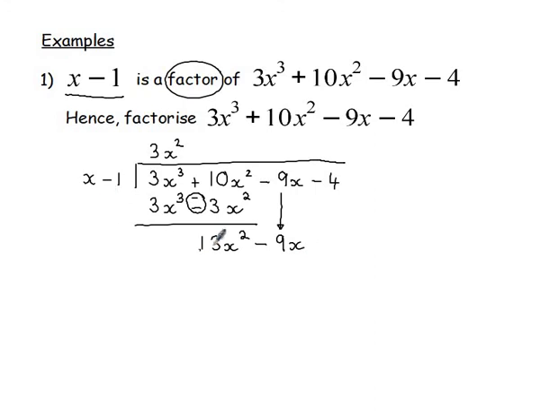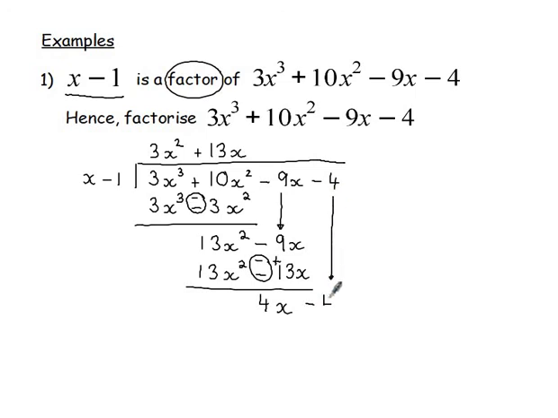So remember, you divide through. 13x squared divided by x gives you plus 13x, and now times out, so 13x times x is 13x squared, and 13x times minus 1 is minus 13x. And subtract, so this gives you 0, so here you have minus 9x, take away minus 13x, so you're adding again, so minus 9x plus 13x gives you 4x. Drag this down ready and start again.